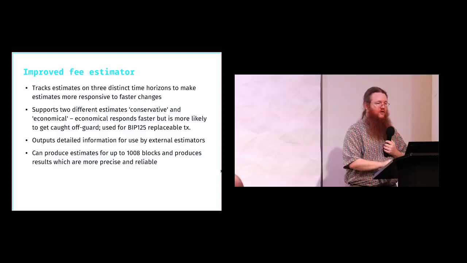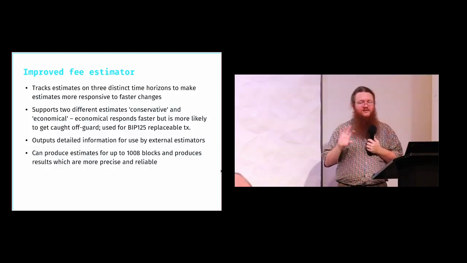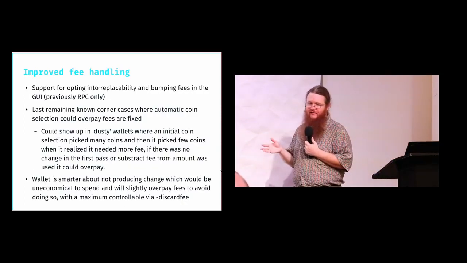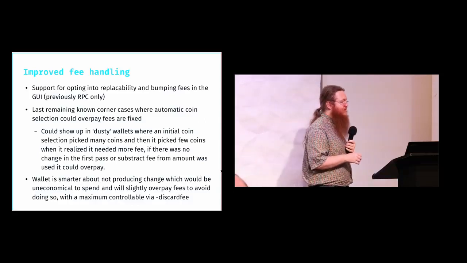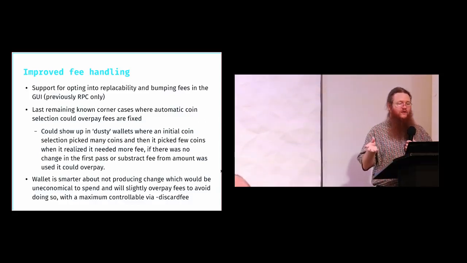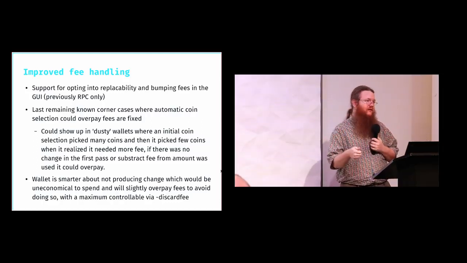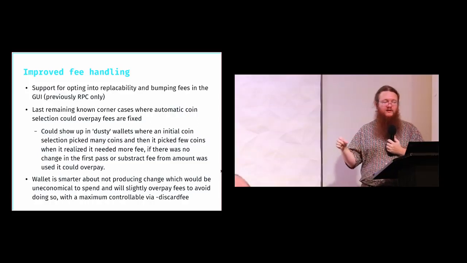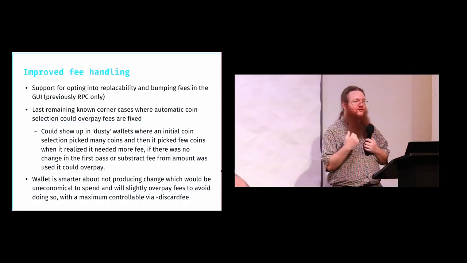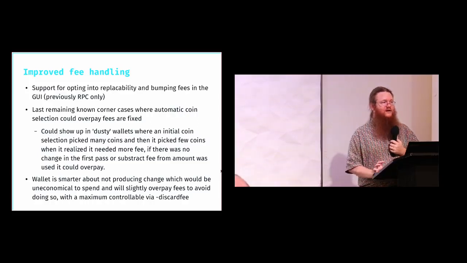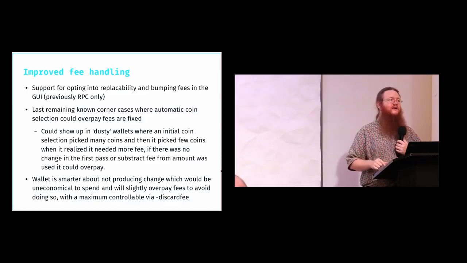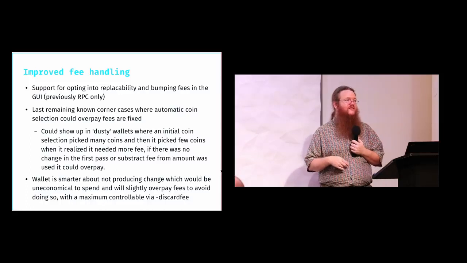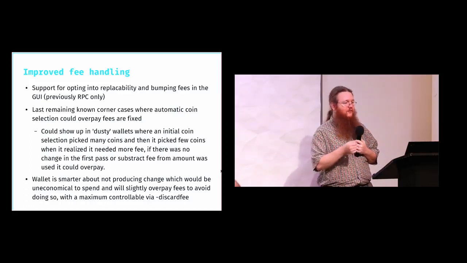So onwards and upwards. Separately from fee estimation, there are a number of fixes in the wallet related to fee handling. One of the big ones that I think a lot of people care about is that in the GUI there is support for turning on replaceability on transactions, and for replaceable transactions, bumping the fees. So you can make a transaction, and then if you didn't pay enough in fee and you regret it, you can hit a button to increase the fee on it. This was, in the prior release, an RPC-only feature. It's now available in the GUI.